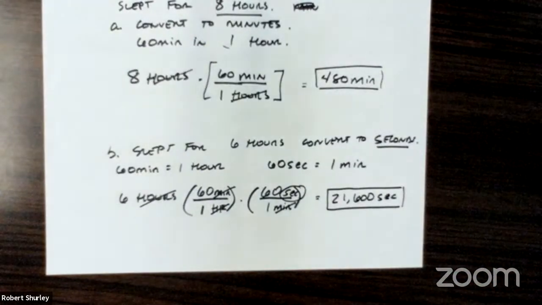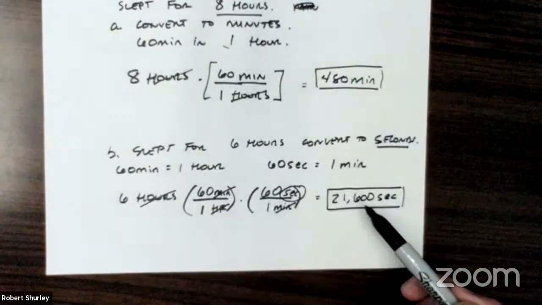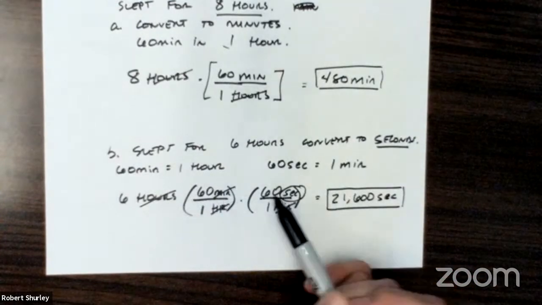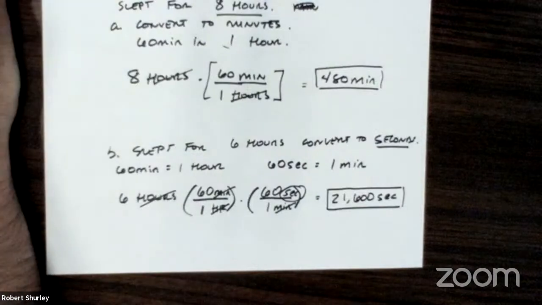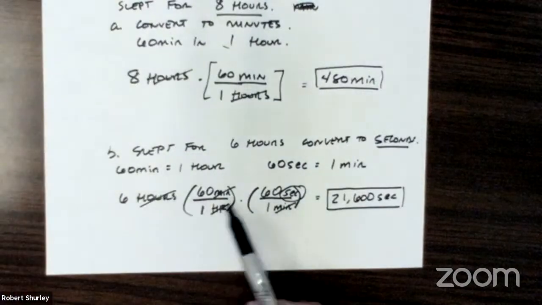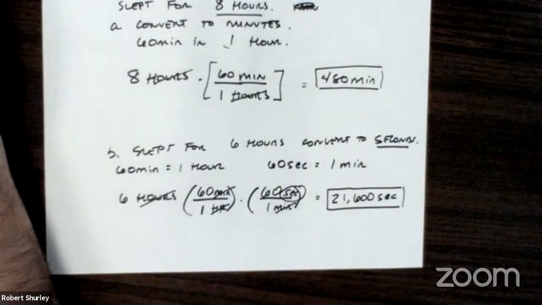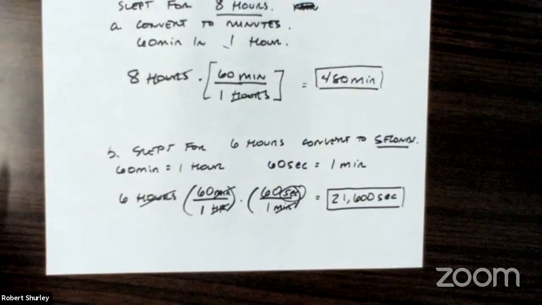21,600 seconds. So to convert 6 hours to seconds, I would have to first go to minutes and then go to seconds. So I need to make two different parentheses, or two different ratio statements. Equivalent ratios, I should say.